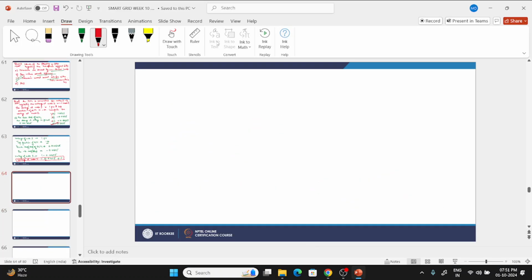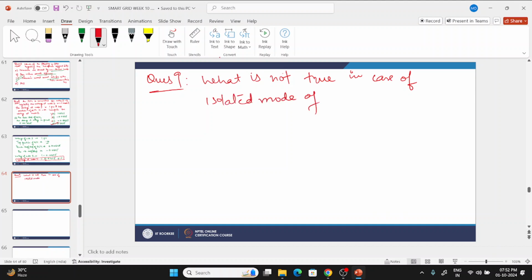Okay. Question number 9. An OLTC is, sorry, what is not true in the case of isolated mode of operation in AC microgrid? Okay.